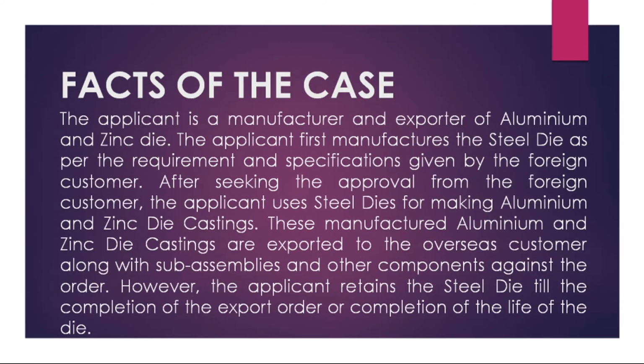The applicant is manufacturer and exporter of aluminium zinc die castings. The applicant first manufactures the steel die as per the requirement and specification given by the foreign customer. After seeking approval and specifications given by the foreign customer, the applicant uses steel dies for making aluminium and zinc die castings. These manufactured aluminium and zinc die castings are exported to overseas customer along with sub-assemblies and other components against the order. However, the applicant retains the steel die till the completion of export order or completion of the life of the die.